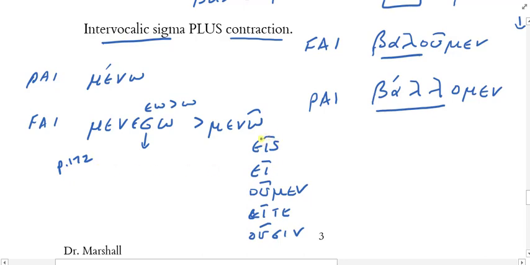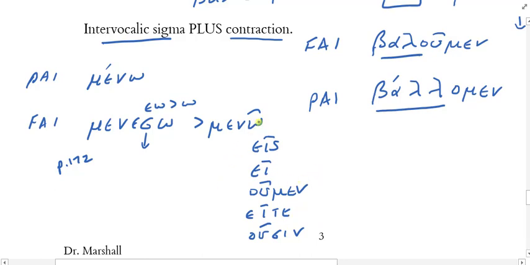Well, we have diphthongs, or an omega here, and we have a circumflex all the way down the line, right? So let me have you say these with me, everybody. Meno, I will remain. Menes, you will remain. Mene, he, she, it will remain. Menumen, we will remain. Menete, y'all will remain. And menusin is they will remain. I'm sorry, my epsilon looks so awful there.